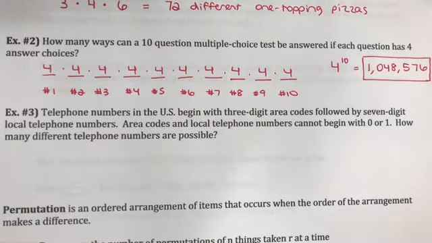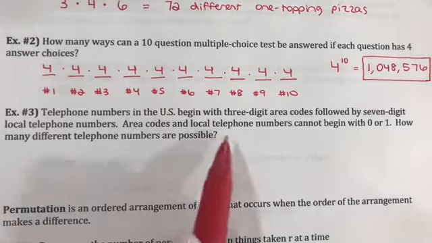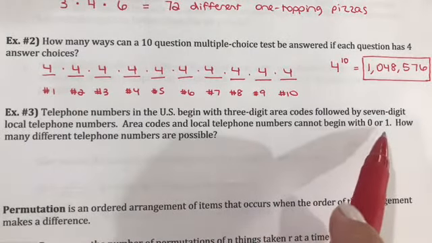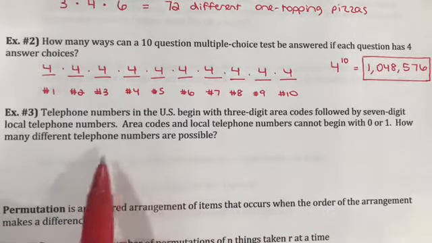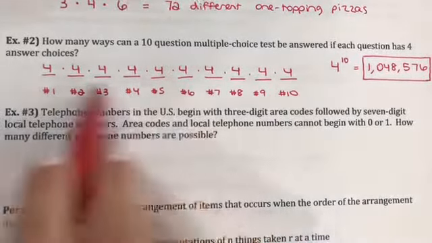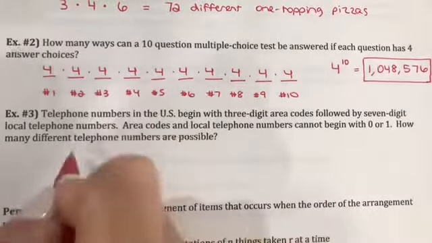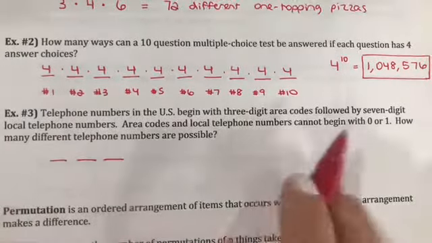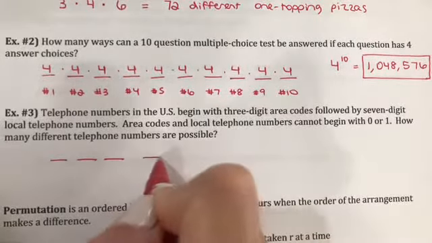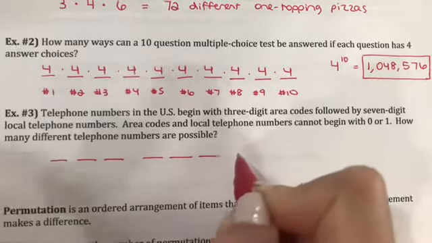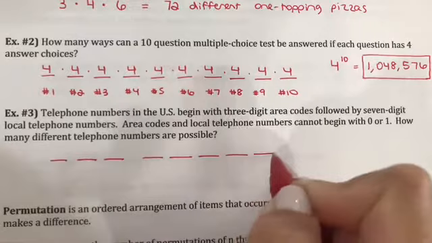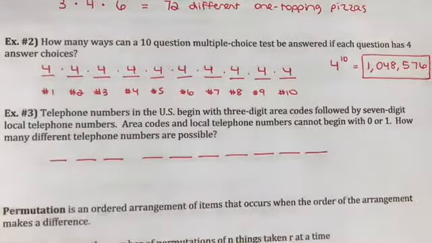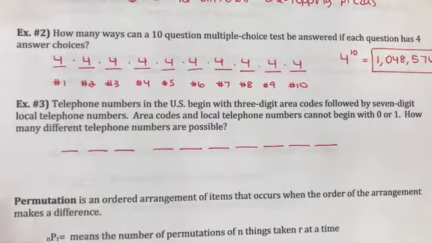Okay, so telephone numbers in the US begin with 3-digit area codes followed by 7-digit local phone numbers. Area codes and local phone numbers cannot begin with a 0 or a 1. How many different telephone numbers are possible? Okay, so I'm going to set up kind of like how we did here. So we've got our phone number, we've got a 3-digit area code, and then we've got a 7-digit local number. Okay, looks like we have enough. All right, so now we want to think about how many options there are.